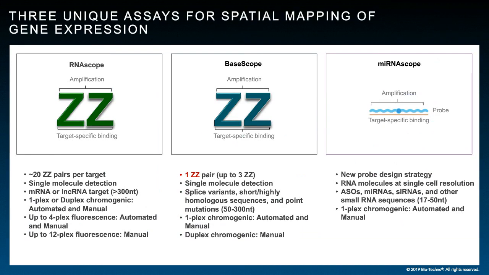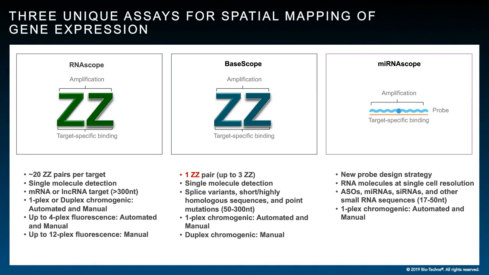Our RNAscope technology has grown a lot in the last few years. It now encompasses three unique assays: the RNAscope assay, the BaseScope assay, and our newest launched microRNAscope assay. The RNAscope assay is mainly for targets that are over 300 nucleotides in length. We normally design the probes for the RNAscope assay as pooled probes of 20 ZZ pairs.